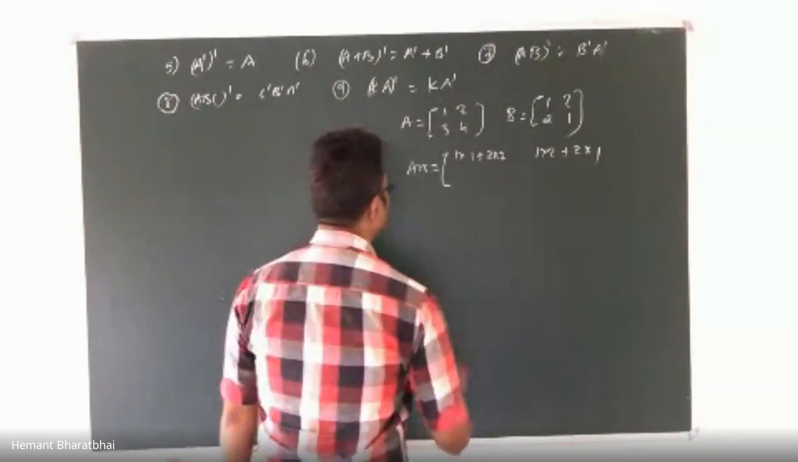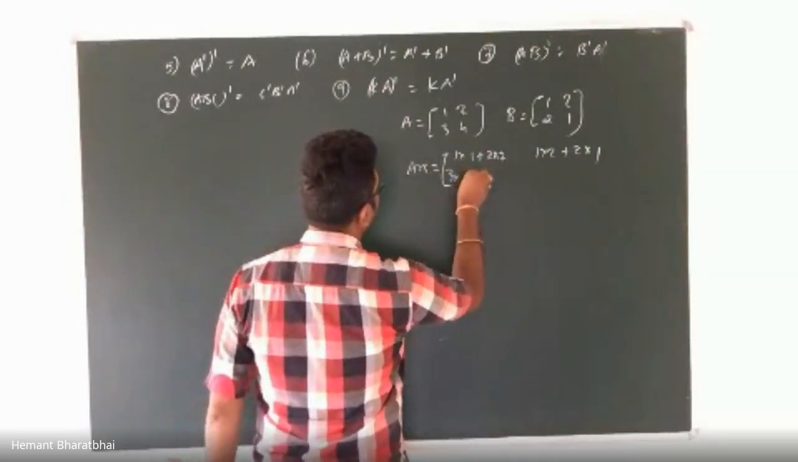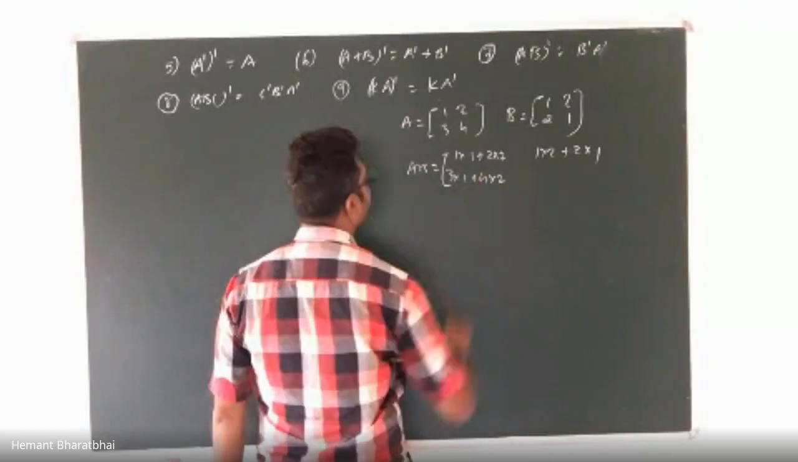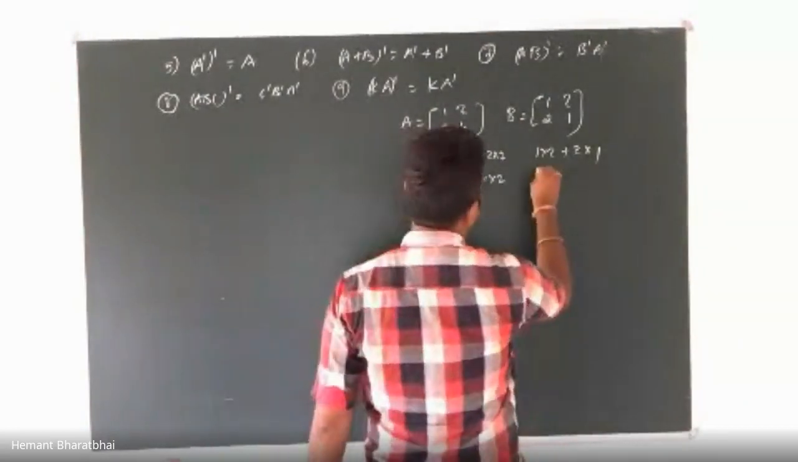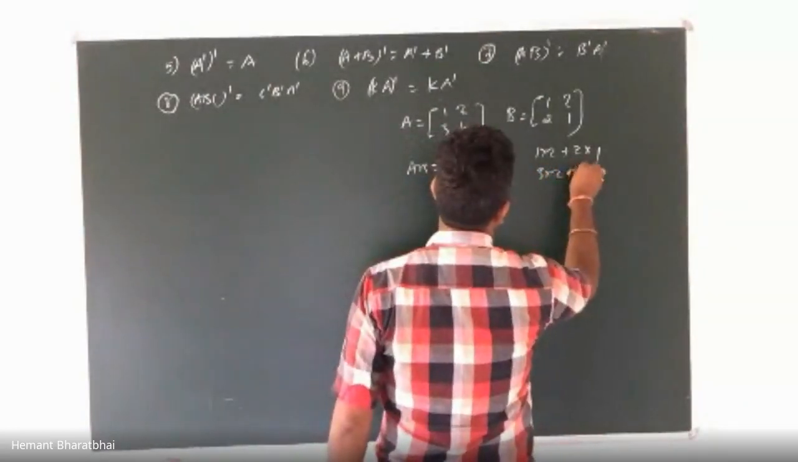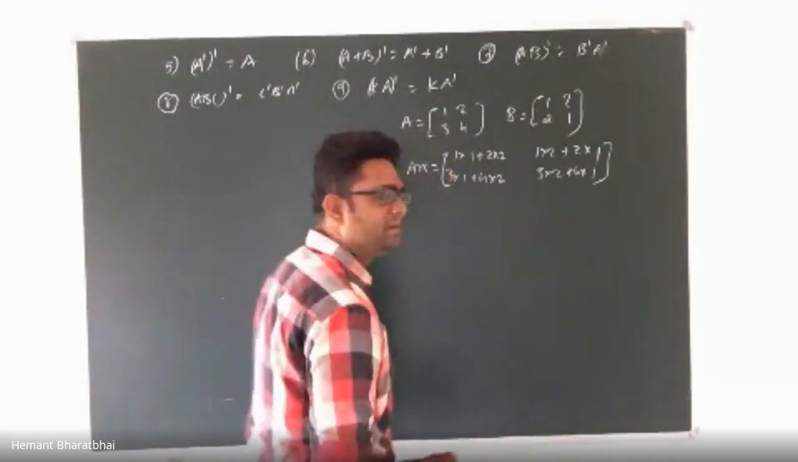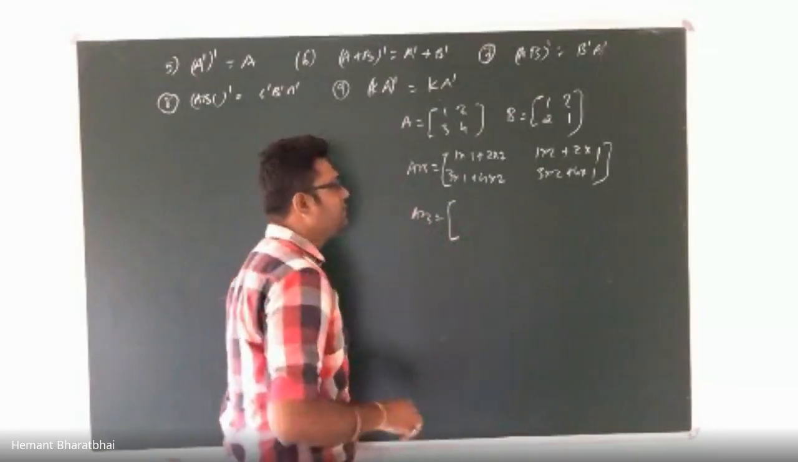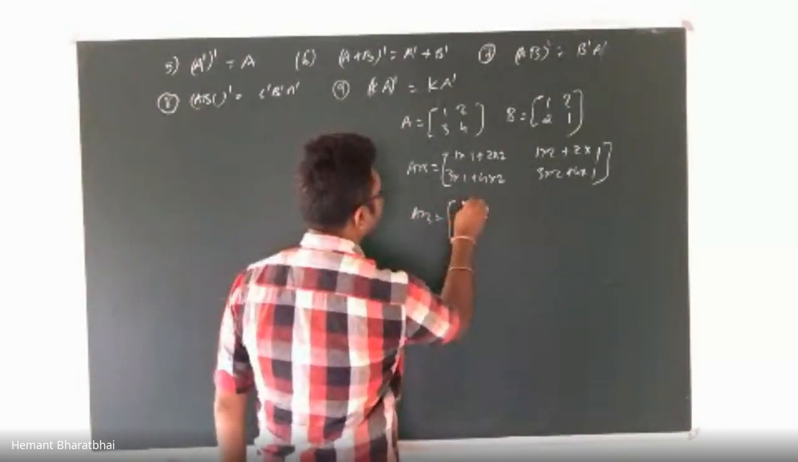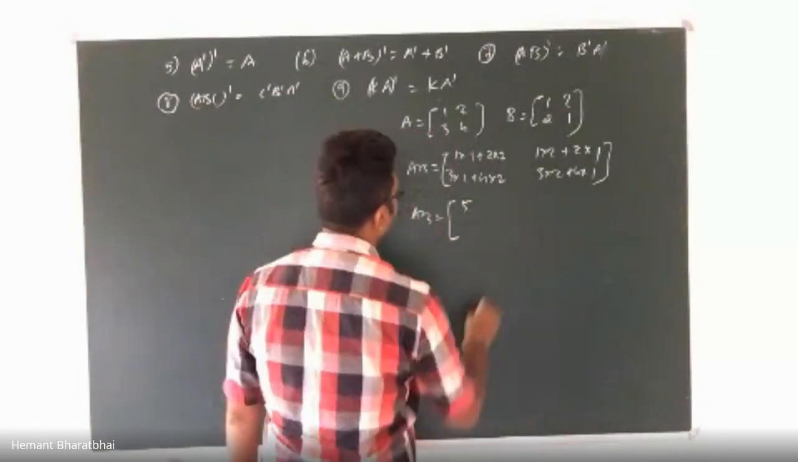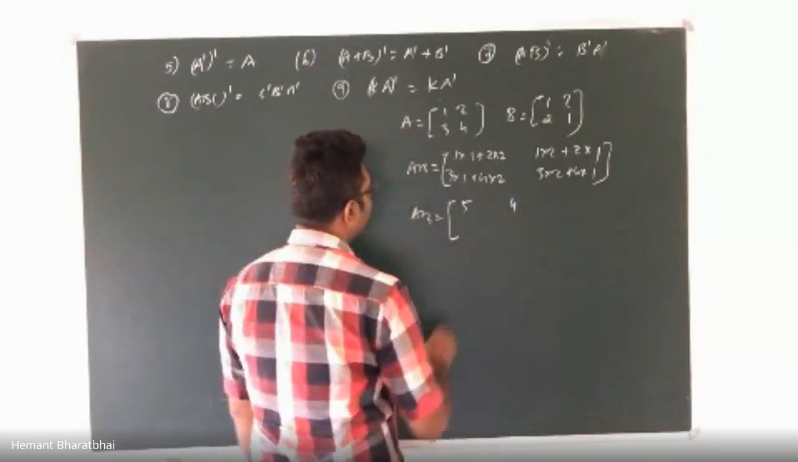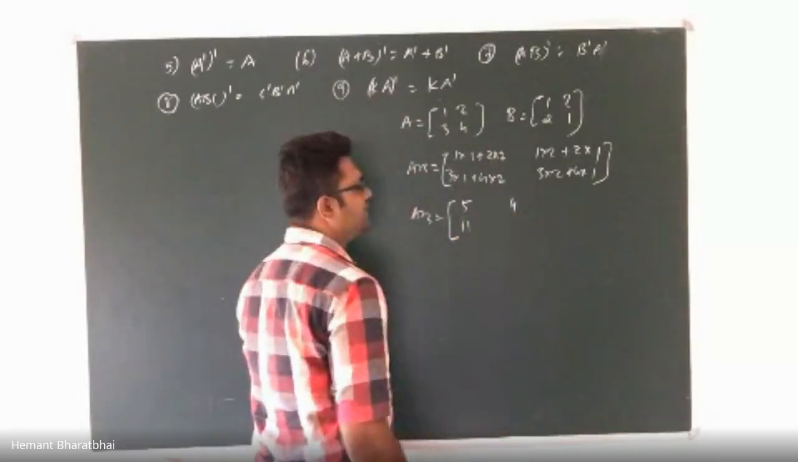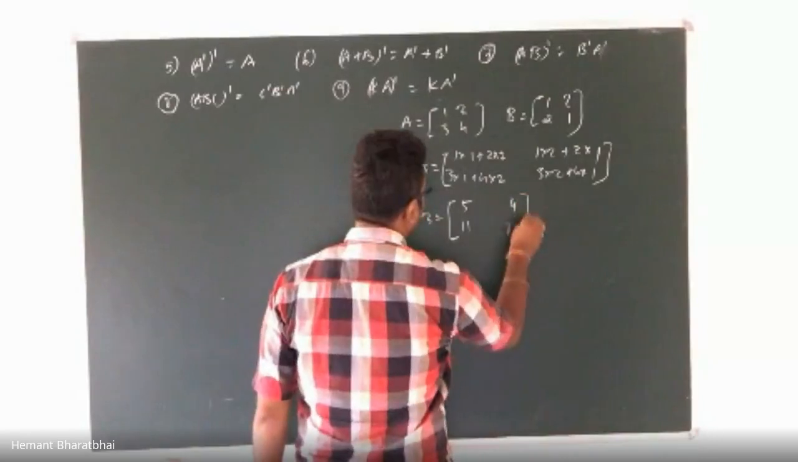Second row into first column. 3 into 1 plus 4 into 2. Then second row into second column. 3 into 2 plus 4 into 1. Therefore, I will get matrix AB is equal to 1 plus 4 that is 5, 2 plus 2 that is 4, 3 plus 8 that is 11, 6 plus 4 that is 10.